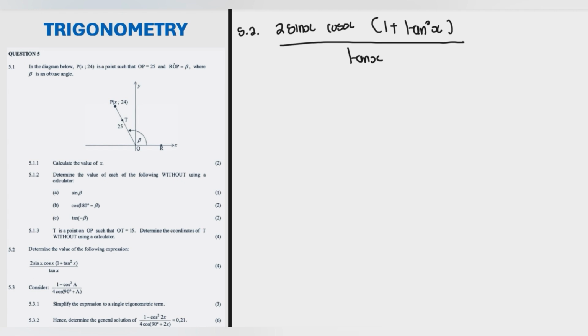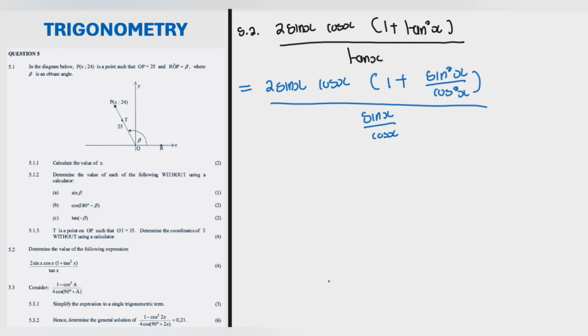Alright, going to 5.2, we have to determine the value of the following expression. So what do we have? We have 2 sine x cos x multiplied by 1 plus tan square x, divided by tan x. We know that we have an identity, which is tan of x is equal to sine x divided by cos of x. That's where we're going to start with our expression. We're going to change everything that is tan to be sine divided by cos.